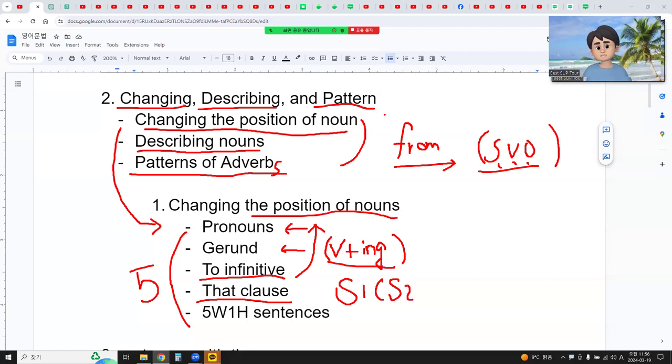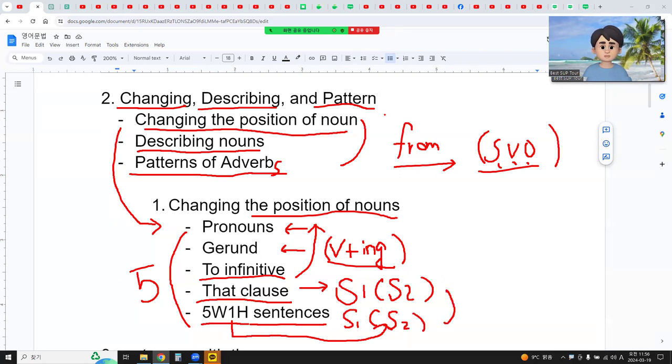So in a combined sentence like this, one is a 5W1H sentence. Here is sentence one, and then we can use it as a 5W1H sentence, and another sentence. Compared to the that clause, a 5W1H sentence will mostly be a question or exclaiming in question, another pattern of sentence.